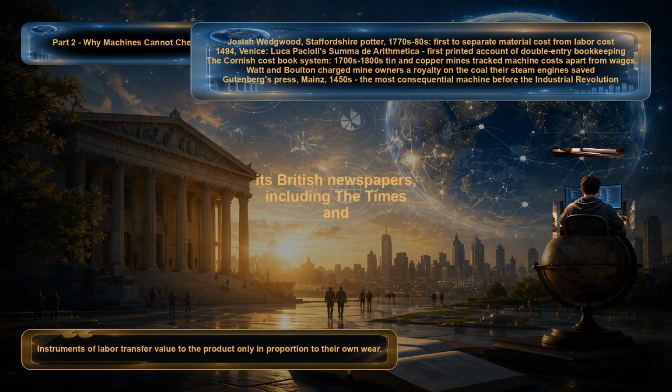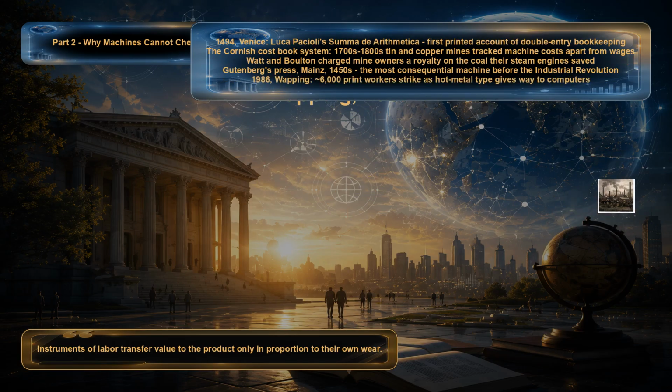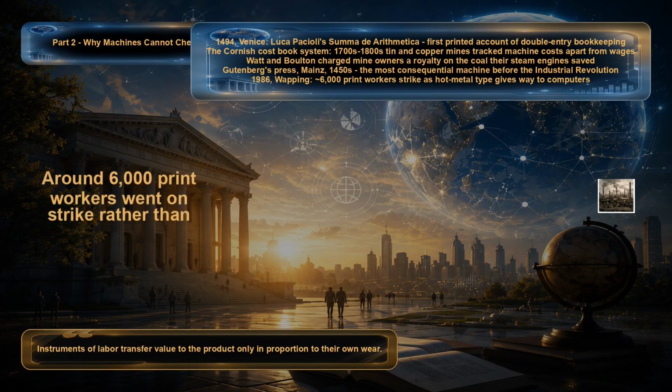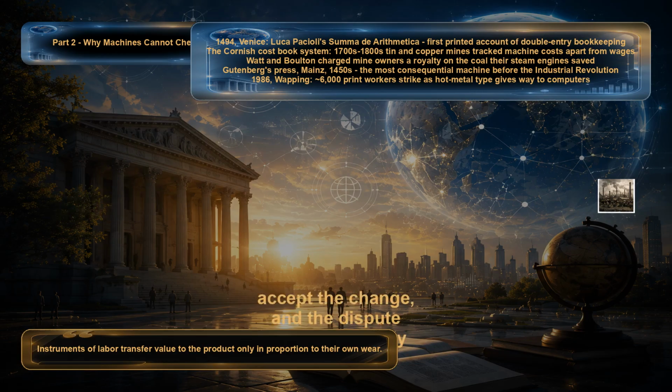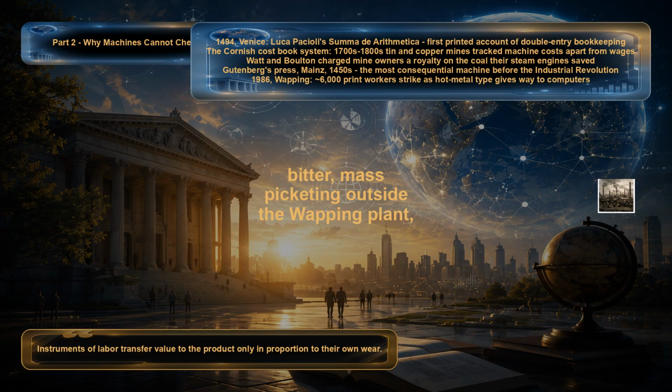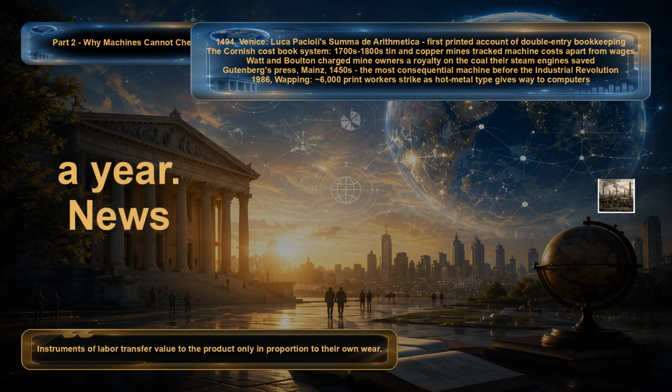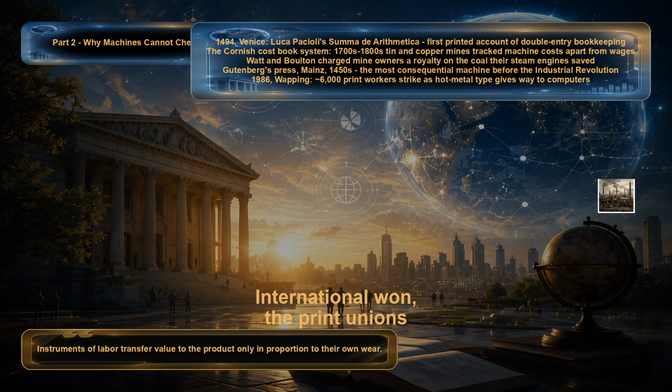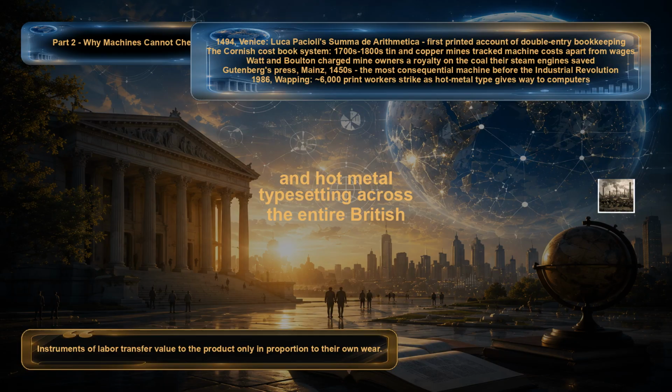British newspapers, including the Times and the Sun, to a new plant in Wapping, East London, switching to electronic, computerized typesetting that could be operated by journalists directly, bypassing the printers' unions almost entirely overnight. Around 6,000 print workers went on strike rather than accept the change, and the dispute turned genuinely bitter. Mass picketing outside the Wapping plant, violent clashes with police, lasting more than a year. News International won, the print unions were broken, and hot metal typesetting across the entire British newspaper industry effectively ended within a few years.